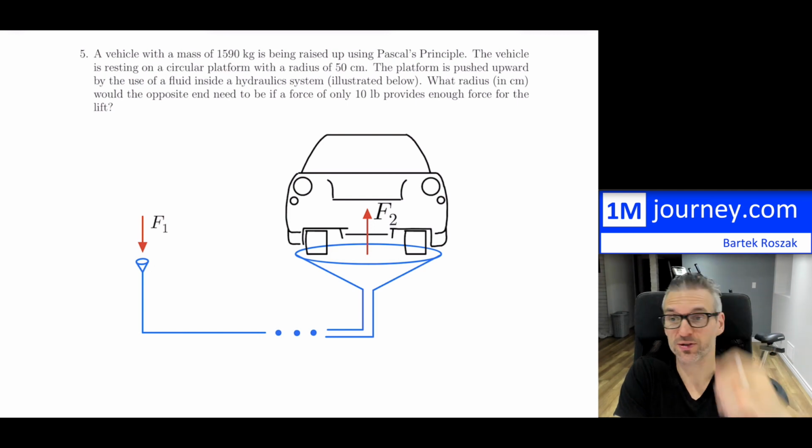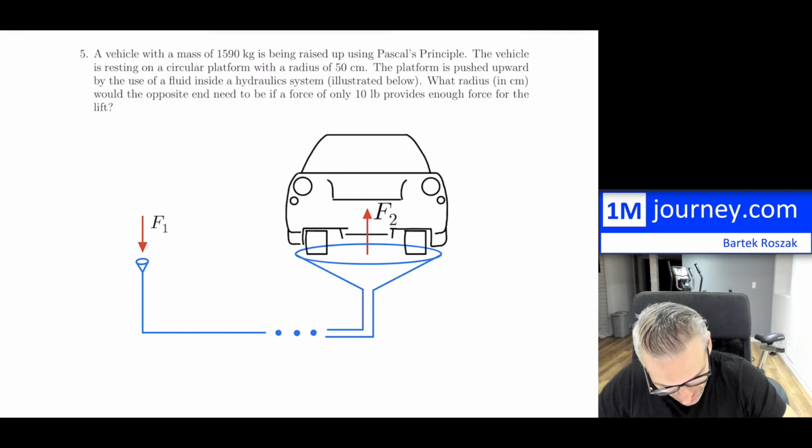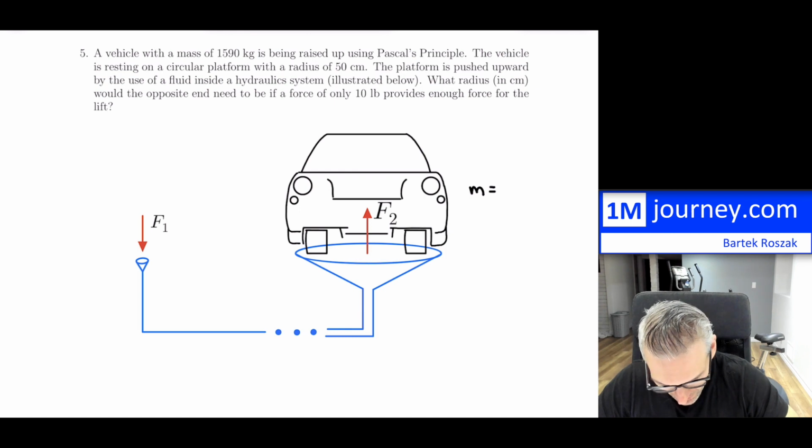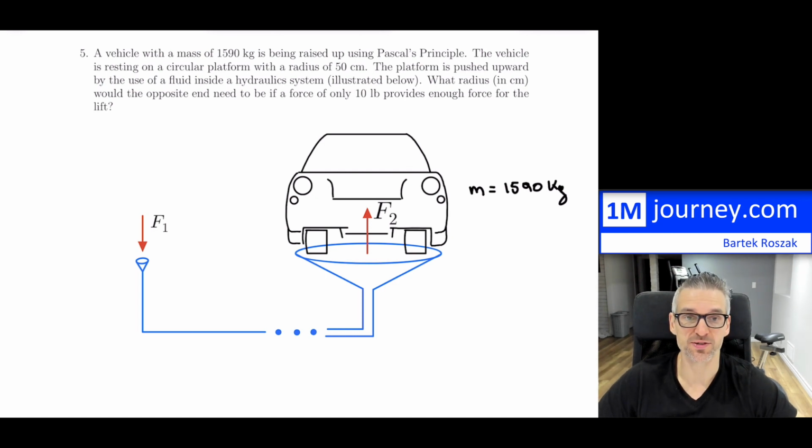So we have a vehicle, and this vehicle has a mass of quite a bit, about 1.5 tons, which is about 1590 kilograms. So I'm going to just write that in here. So that's the mass of the vehicle: 1590 kilograms, so it's SI units for us.